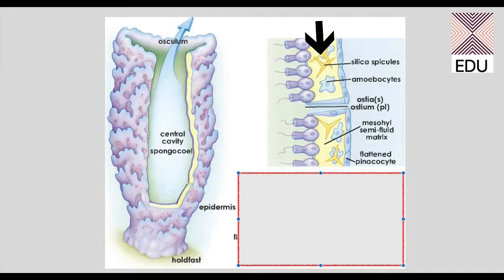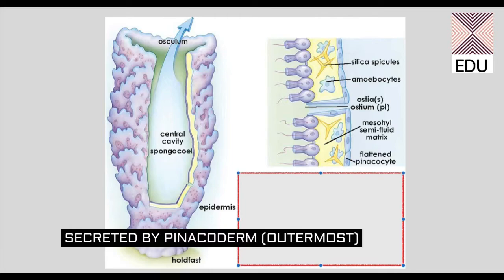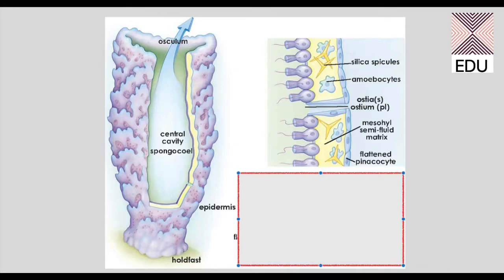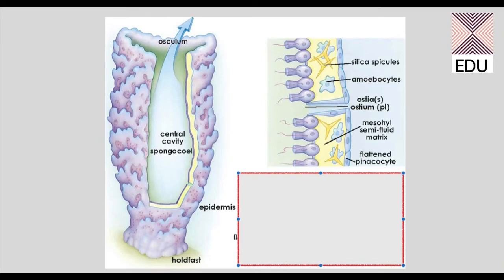The third layer, the yellow layer over here, is called the mesohyl or mesoglea. This is the third layer which is secreted by the pinacoderm. So this is not the actual body layer. If we go scientifically, the sponges are diploblastic in nature, that means they have got two body layers only. But the central layer, also called mesohyl or mesoglea, is very important in function.